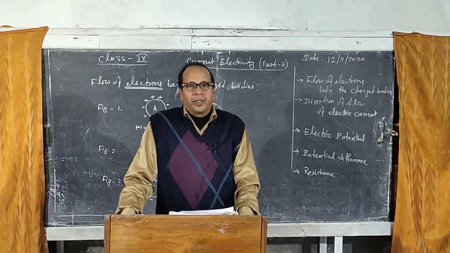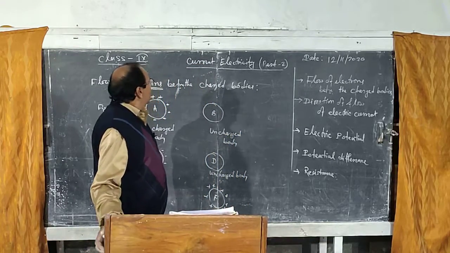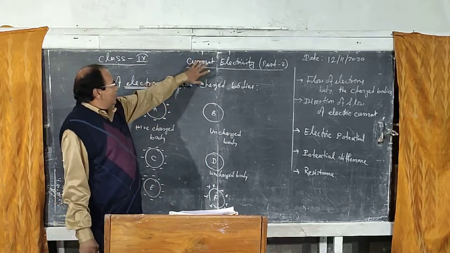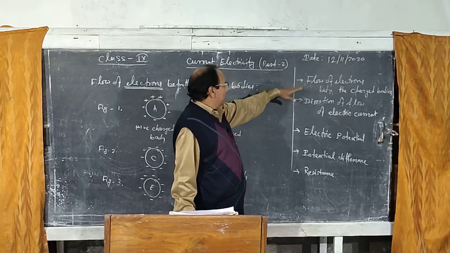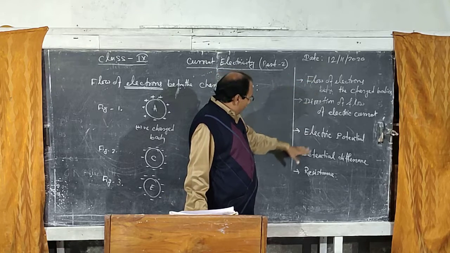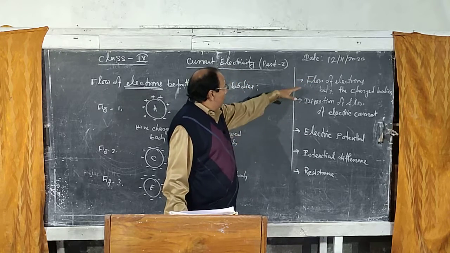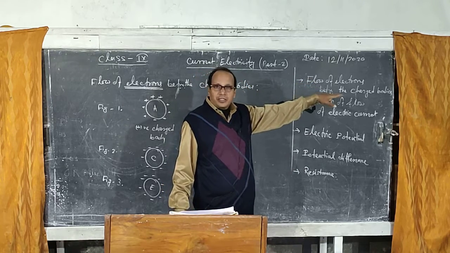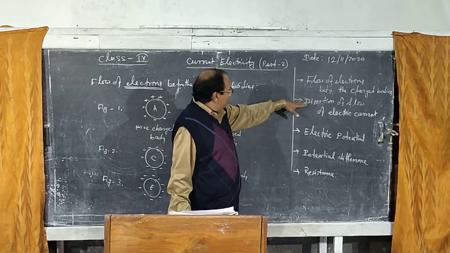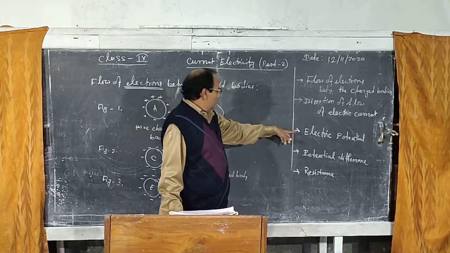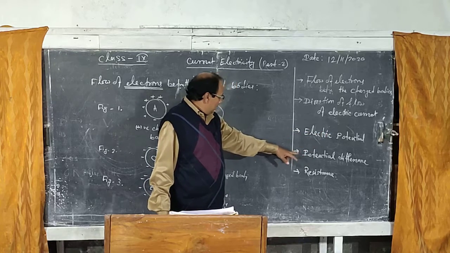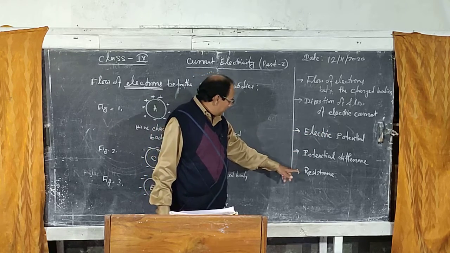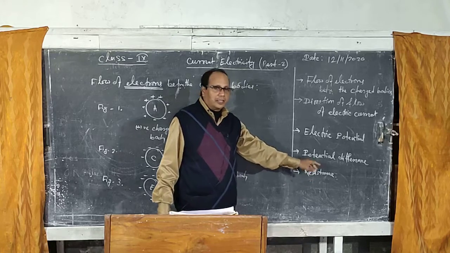Good morning, students. Here we are going to discuss the second part of current electricity. In this second part, we will be discussing different topics. The topics I have written here: flow of electrons between the two charged bodies, then direction of flow of electric current, third point electric potential, then potential difference, and the last topic is resistance.